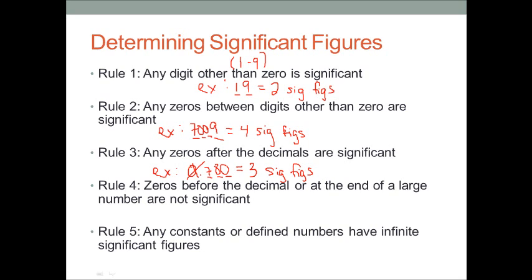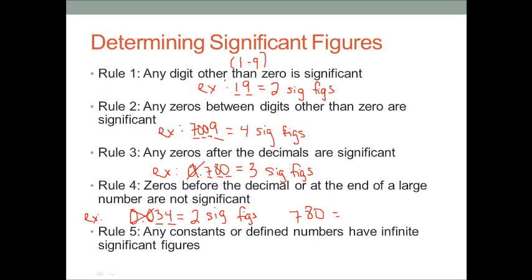Rule 4 says that zeros before the decimal or at the end of a very large number are not significant. So let's look at two different numbers. Let's look at 0.034 and 780. So in this case, according to Rule 1, 3 and 4 are both significant. These decimals here at the front, we are not going to count. They are what we call placeholders. The only time that a 0 after a decimal will count is if it follows a non-zero number. So 0.034 only has 2 sig figs.